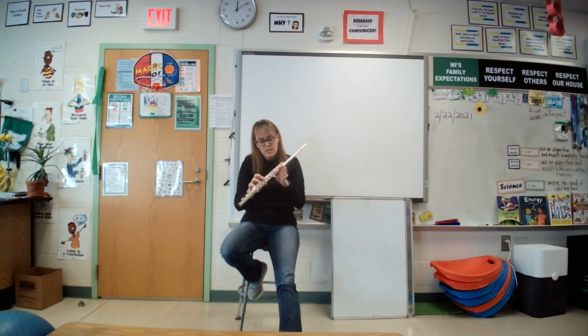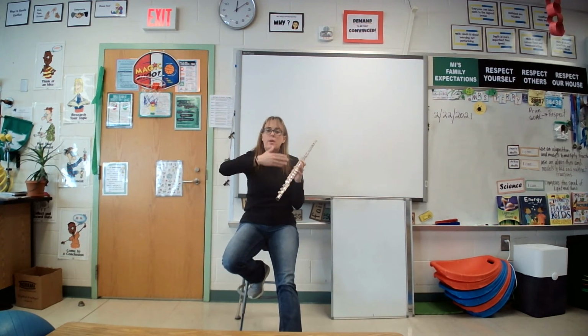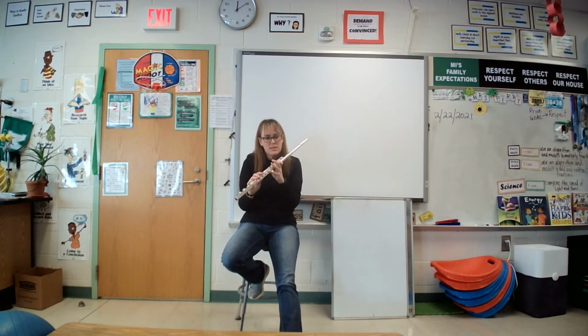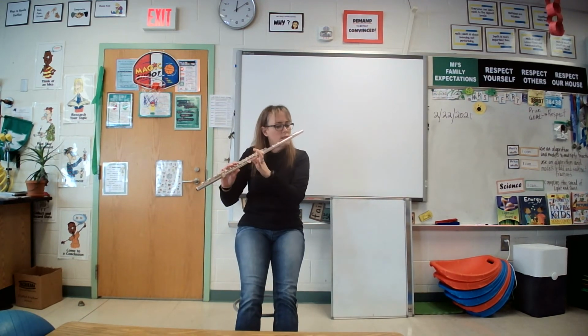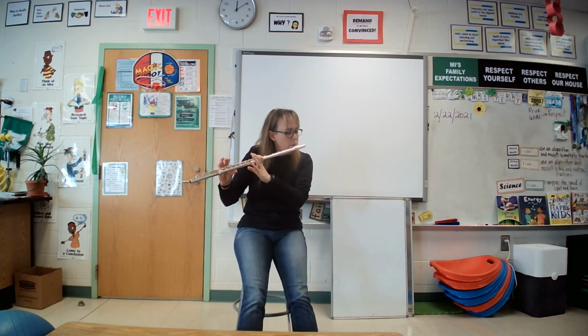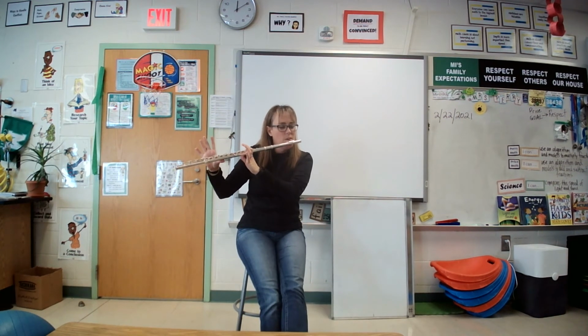Let's start playing around with the keys a little bit. I'm going to play a scale, so like a do, re, mi, fa, so type scale on the flute. And as I do that, I want you to watch my fingers and see if you notice anything about where my fingers are. Then I'll go back down and make the pitches get lower and lower and lower.